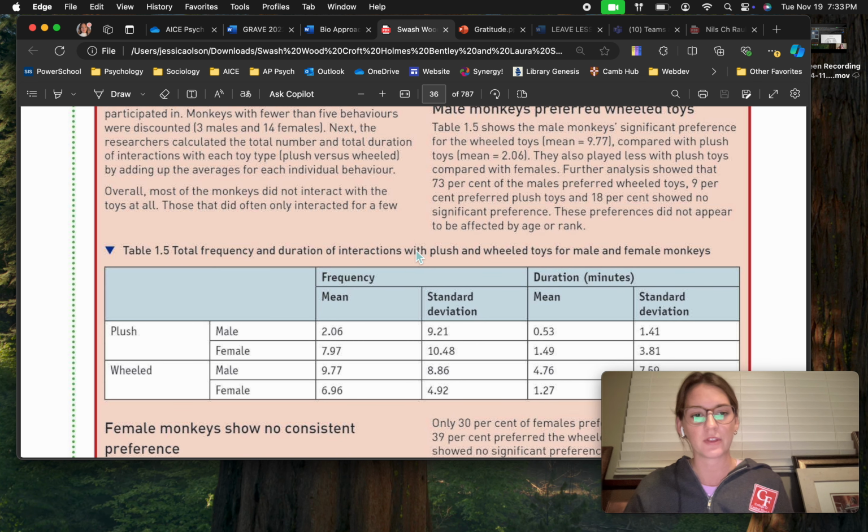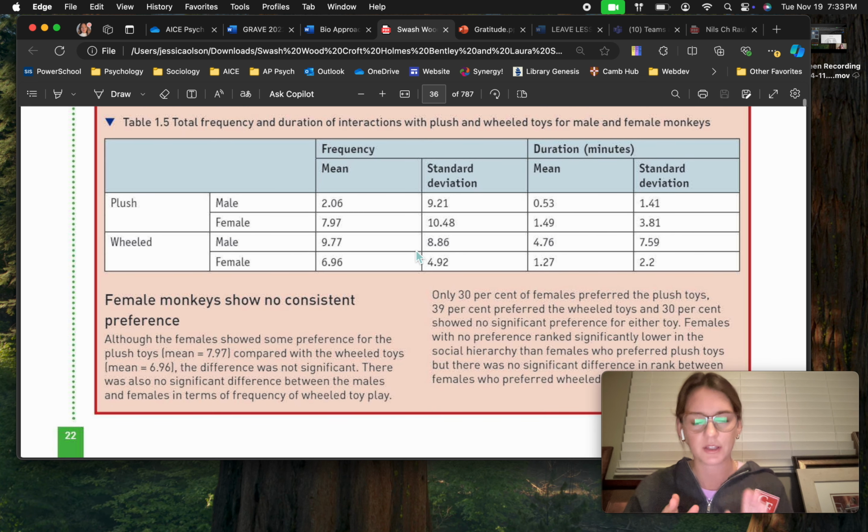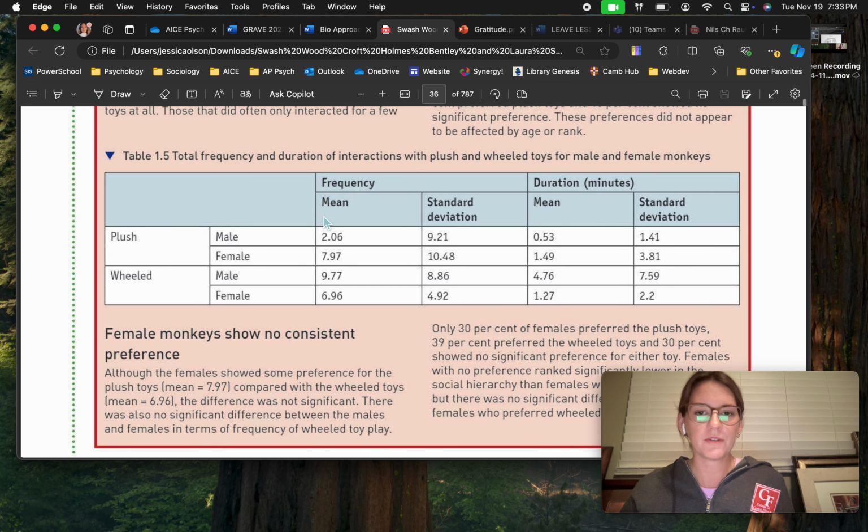That's in the textbook, though. They explain this. I'll let you read it. Please read it. Okay. So we've got, see, frequency here. Don't worry about standard deviation. And we have duration. Okay, so done in minutes, not seconds.